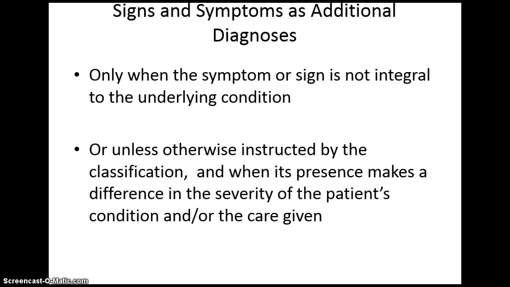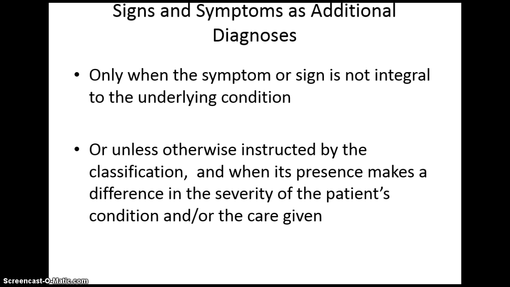Signs and symptoms are reported as additional diagnoses only when the sign or symptom is not integral to the underlying condition, or unless otherwise instructed by the classification system, or when its presence makes a difference in the severity of the patient's condition and/or the care given. Codes from Chapter 16 are not assigned when they're implicit in the diagnosis or when the symptom is included in the condition code.